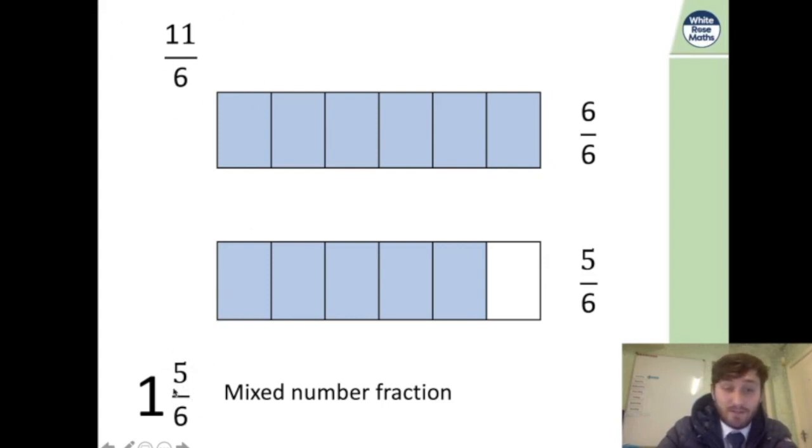So I've always got to make sure my numerator is less than my denominator when I'm doing this. So for example, if this was then 12/6, I would not have any 6, I would have the number 2 there because I'll have 2 wholes, wouldn't I?